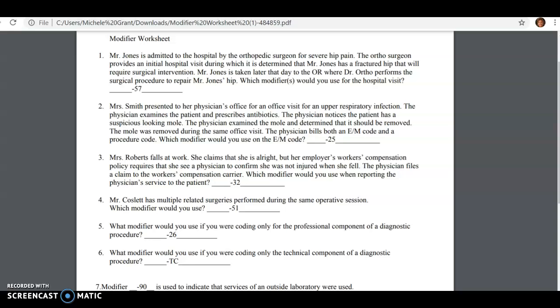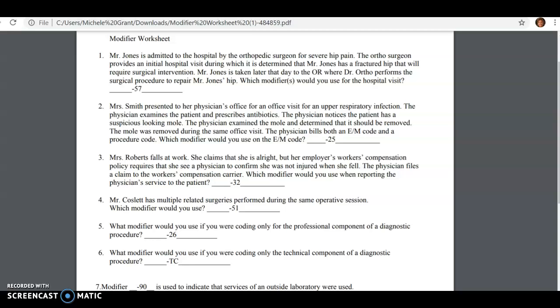So there's a modifier, 57, which is decision for surgery. You would put this on the initial H&P hospital visit. That way it gets paid for. And it's telling the insurance company, hey, it's okay. This is the first time I've seen the patient. I had to do a history. I don't know much about that patient. I want to get paid for that hospital visit.